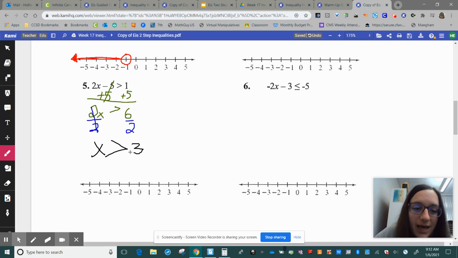From here, we need a dot at 3. It is open because there's no line underneath. It is not equal to 3. So we can't touch it. And then we check, is 0 greater than 3? No, 0 is not greater than 3. Okay, let's see on the other side. Is 5 greater than 3? Yes, so that's the side we're coloring on. There we go. Good to go.